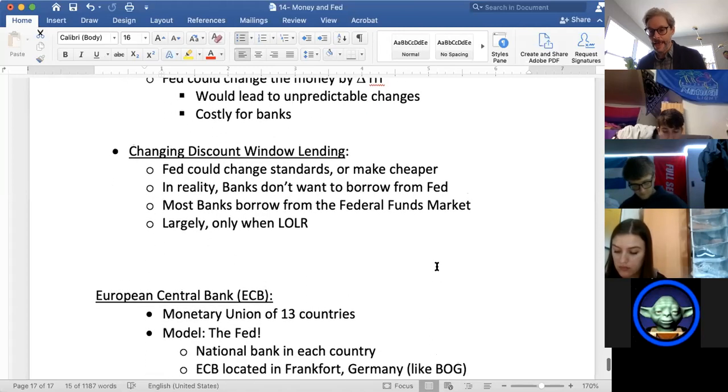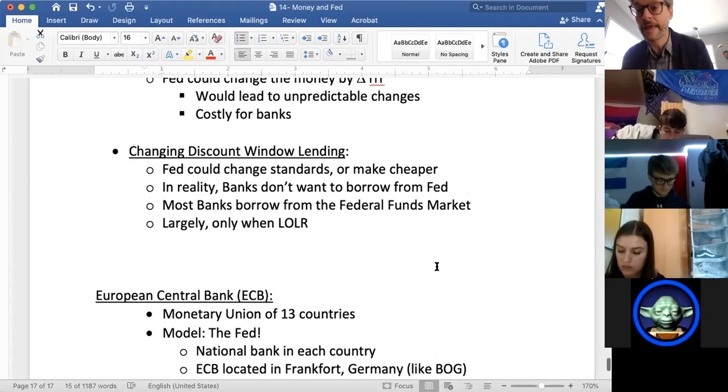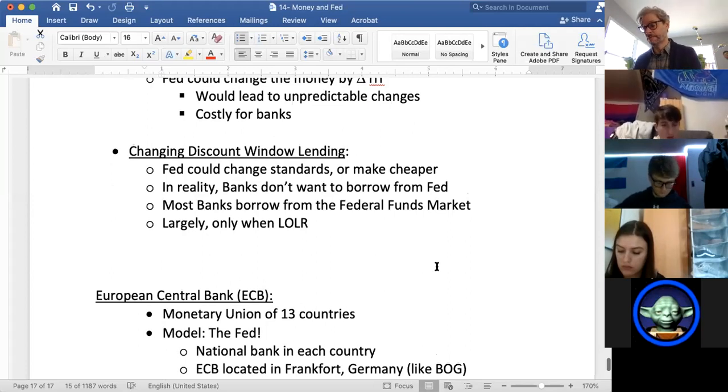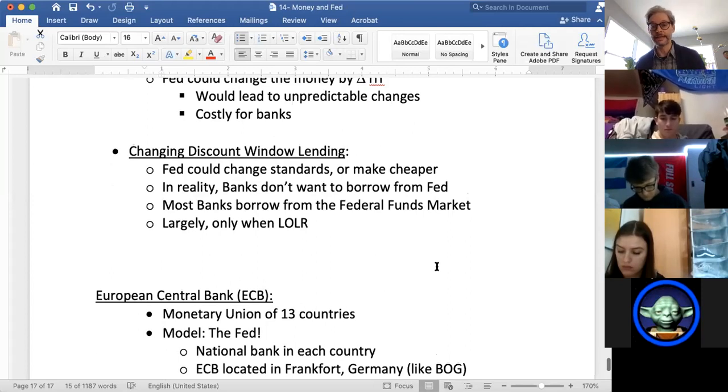There's a national bank located in each country, very much like we have a regional central bank. And then there's a European Central Bank, kind of like the equivalent of our Board of Governors, that's located in Frankfurt, Germany, like our Board of Governors in Washington, D.C. And so the European Central Bank is very, very much modeled along the lines of the Fed.